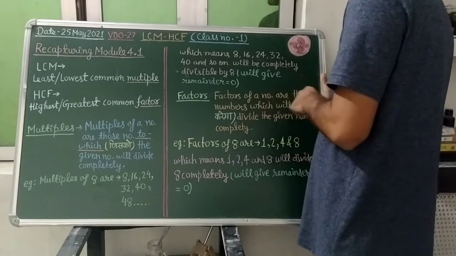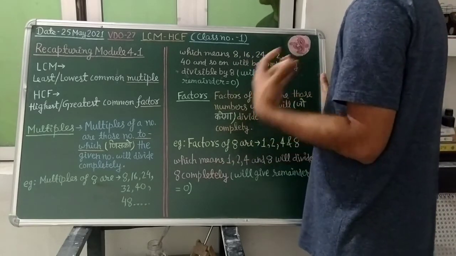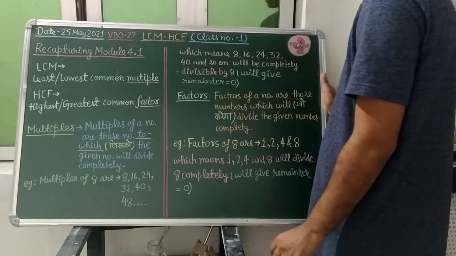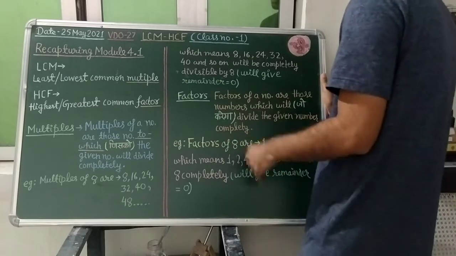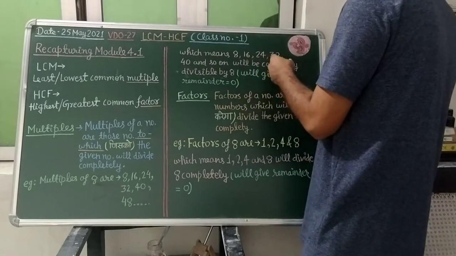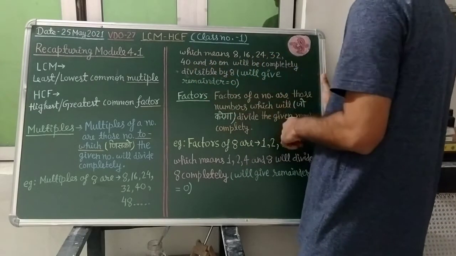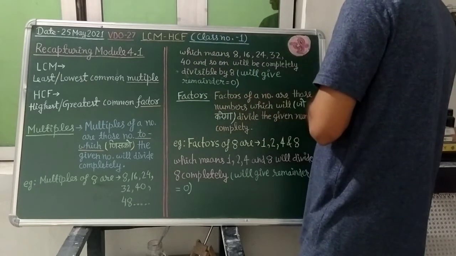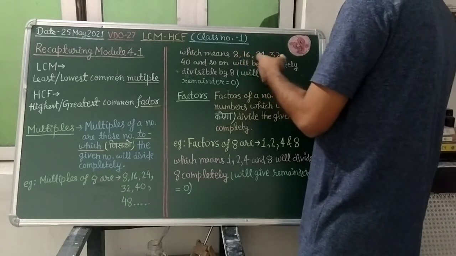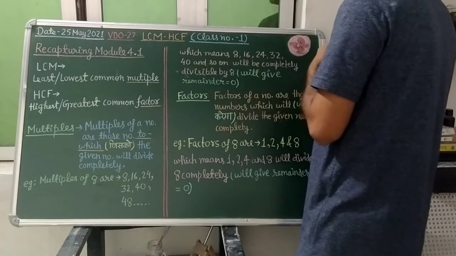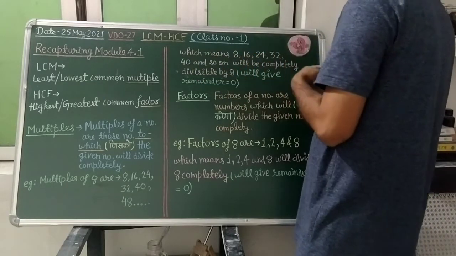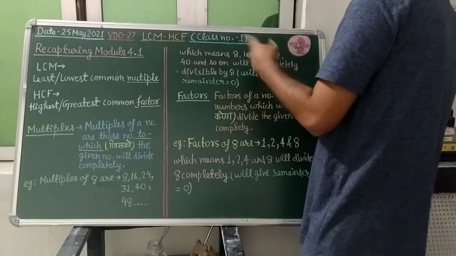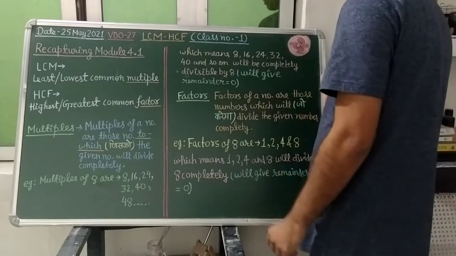Will divide completely, meaning that it will not leave any remainder. The remainder will be equal to 0. So we can say that 8, 16, 24, 32 and 40 are the numbers to which 8 will divide completely. Isn't it? 8, 16, 24, 32, 40, 48, it will go on. So these are the numbers to which 8 is going to divide completely.